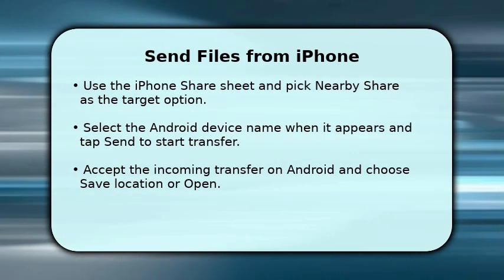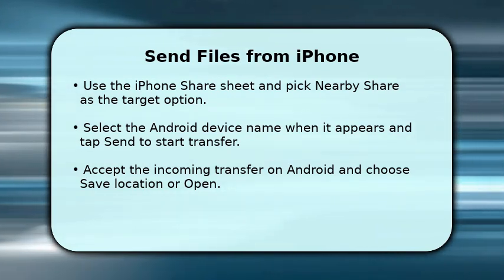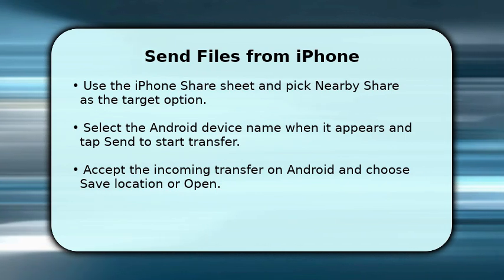Open the photo, file, or link you want to share on the iPhone. Tap the share icon and scroll the share sheet to choose Nearby Share as the target option. The iPhone will scan and display nearby devices. Tap the Android device name when it appears.